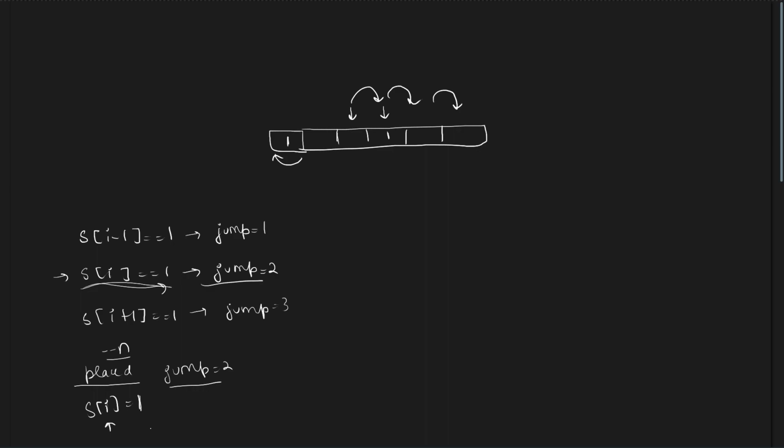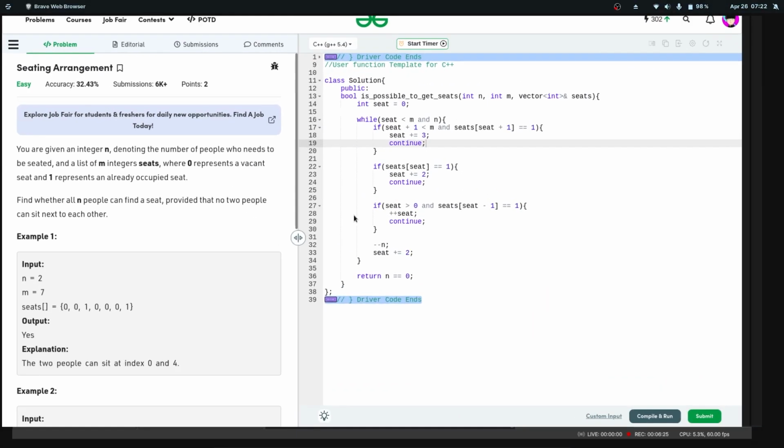So this way I can greedily place all the values, and at the end, if I was subtracting this particular value itself, I can check whether the value of n is equal to 0, or if I was maintaining a count variable, then I can check whether count is equal to n or not, right? So either of these ways is correct. So that's all about this particular question. You just have to greedily place all the values, checking all the 3 conditions. So now let's have a look at the code.